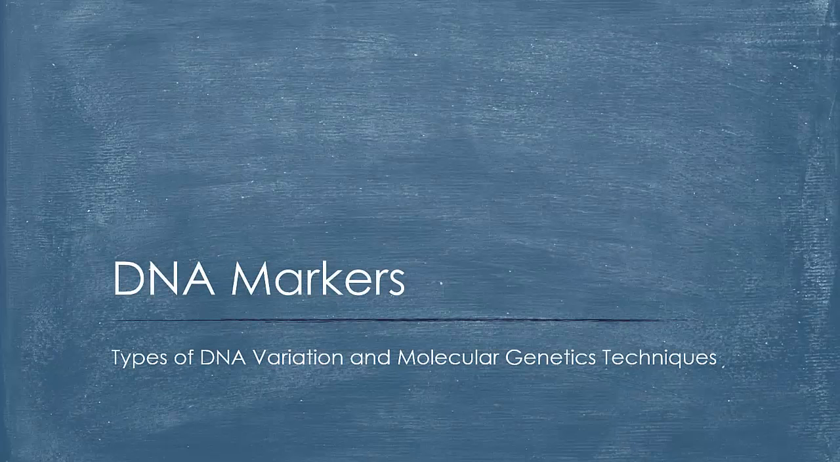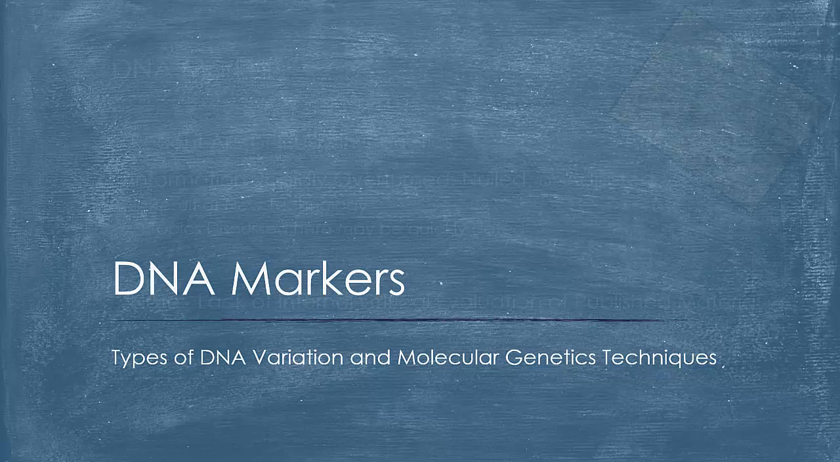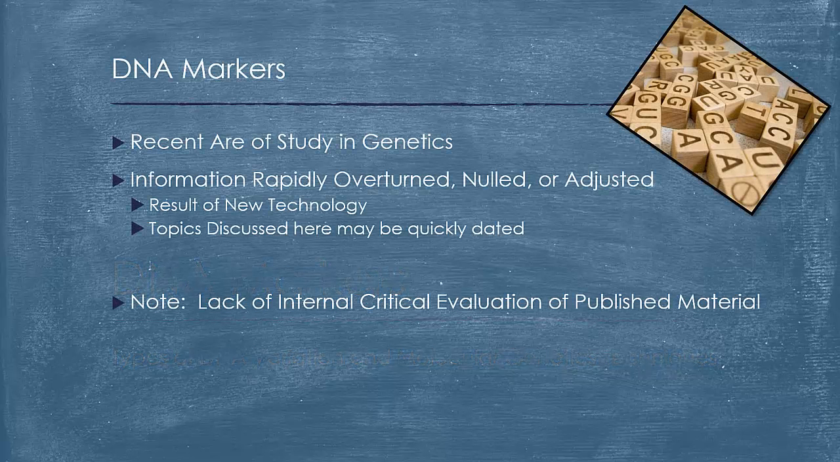This module will be on DNA markers, and we'll be looking at types of DNA variation and the molecular and genetic techniques used to study them. So DNA markers are a relatively recent area of study in genetics, and as such, information is rapidly being overturned, nulled, or adjusted. And this is the result of growing sophistication of new technology used to investigate genetic markers. And as such, much of what's discussed herein may be dated quite quickly.